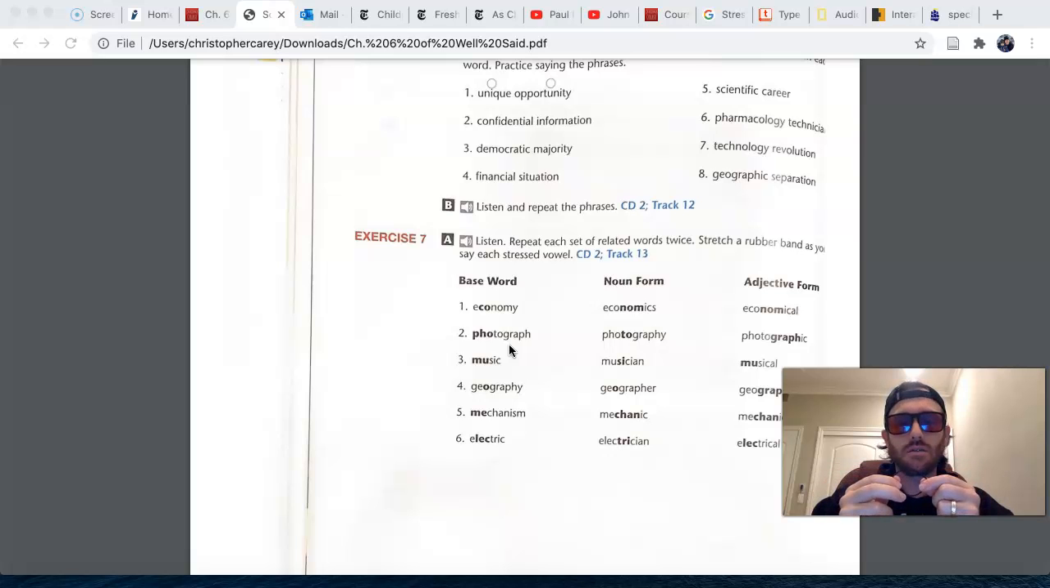Music, musician, musical, geography, geographer, geographic, mechanism, mechanic, mechanical, electric, electrician, electrical.